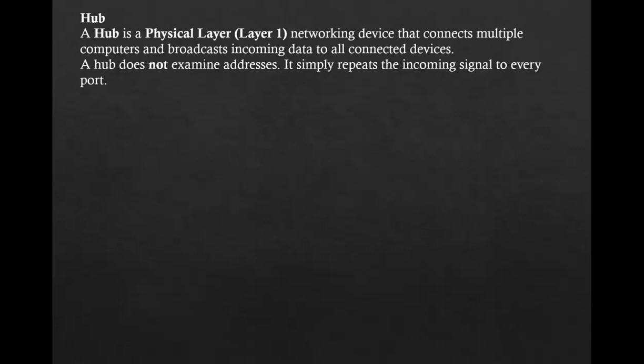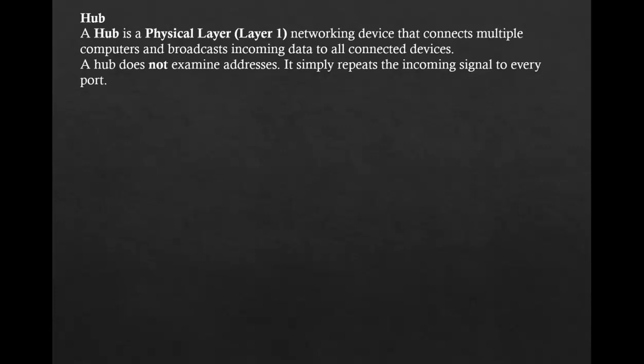Moving on to the first device, the hub. The hub is a layer 1 device, or otherwise a physical layer device, that will connect multiple computers and broadcast incoming data to all connected devices. So if there are 5 devices connected to the hub, it will broadcast the data. Broadcast means send to all.